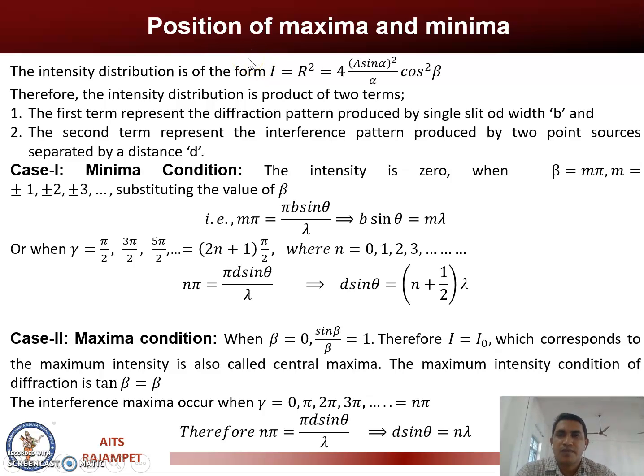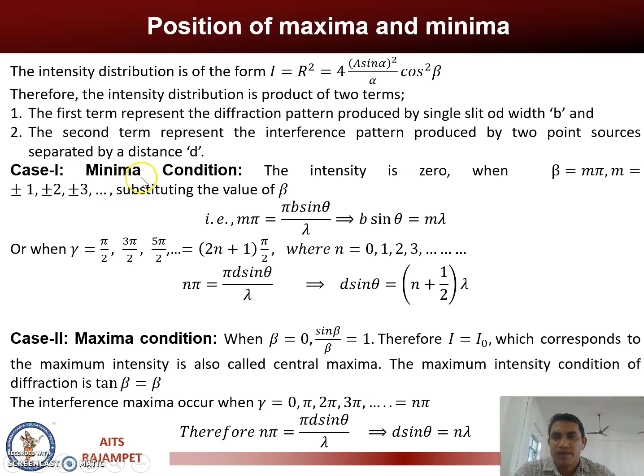Position of maxima and minima. The intensity distribution is of the form I equal to R square, that is equal to 4 A square (sin alpha by alpha) square cos square beta. Therefore, the intensity distribution is the product of these two terms. The first term represents the diffraction pattern produced by a single slit with the width of b, and the second term represents the interference pattern produced by 2 point sources separated by a distance d.